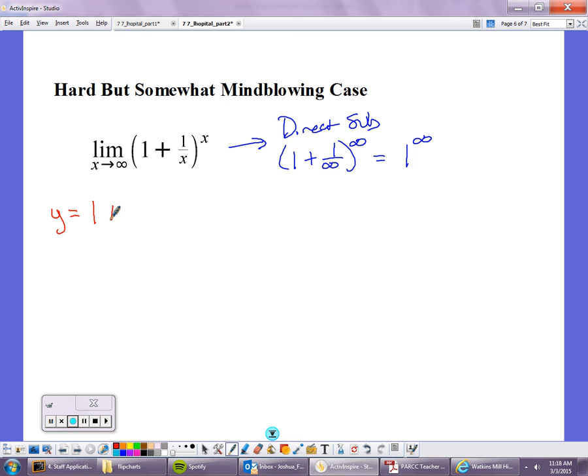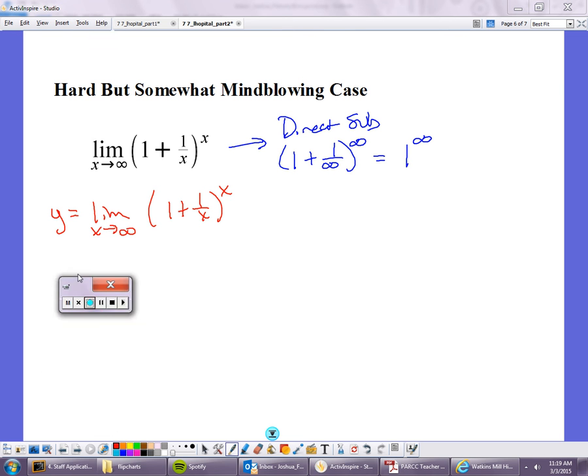y equals (1 plus 1 over x) to the x power. Scratch that, sorry. I'm going to call this y, the limit as x goes to infinity of (1 plus 1 over x) to the x power. So this is the thing I'm looking for: the limit as x goes to infinity of (1 plus 1 over x) to the x power. So I'm looking for y.